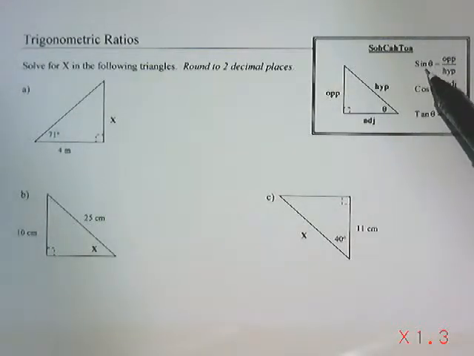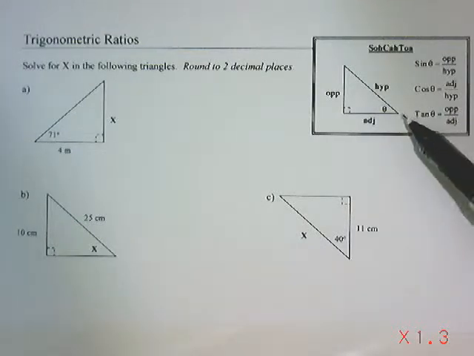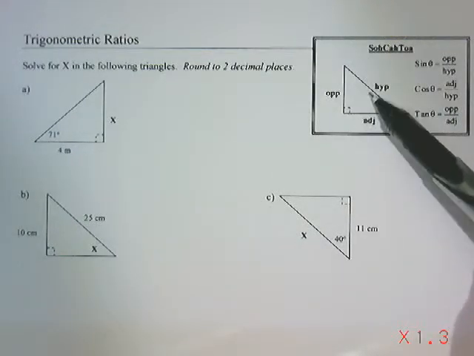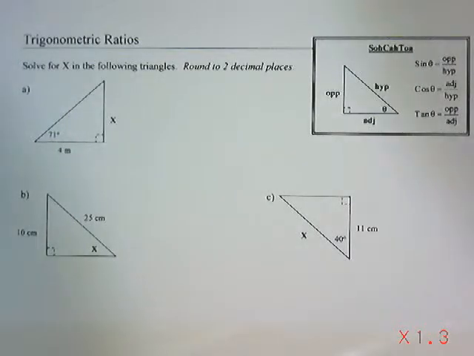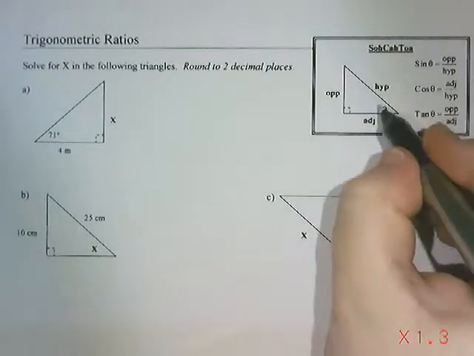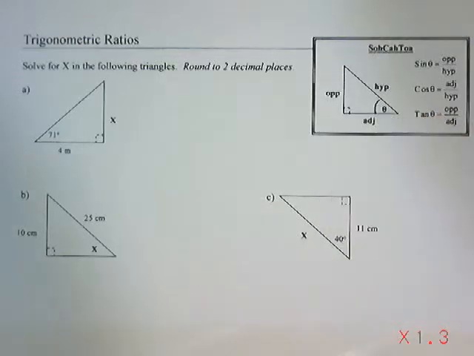It has that sine is opposite over hypotenuse, cosine is adjacent over hypotenuse, and tan is opposite over adjacent. Now, hypotenuse is always the side across from the 90-degree angle. It should be the longest side in the triangle. And then the opposite and the adjacent actually depend on the placement of the angle.